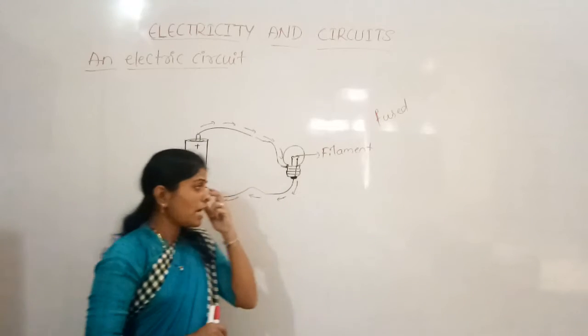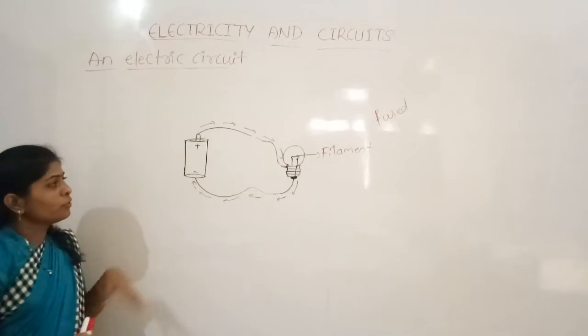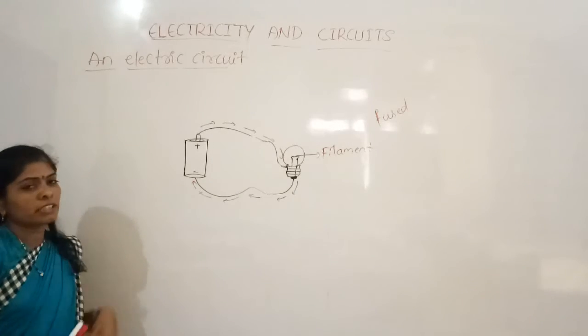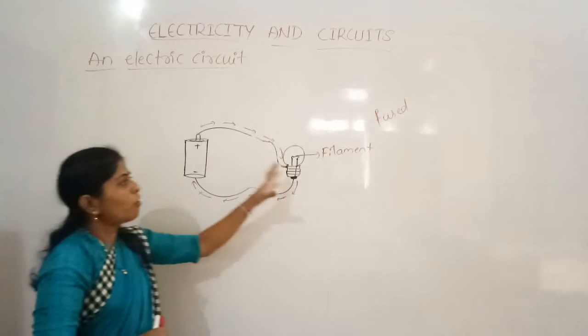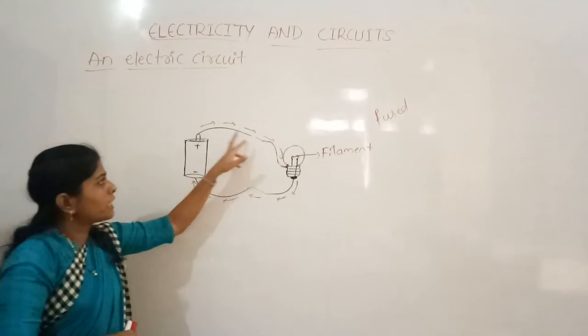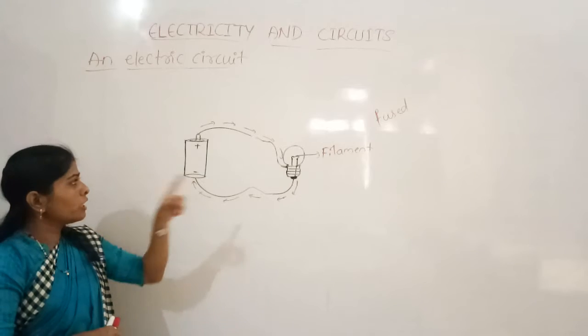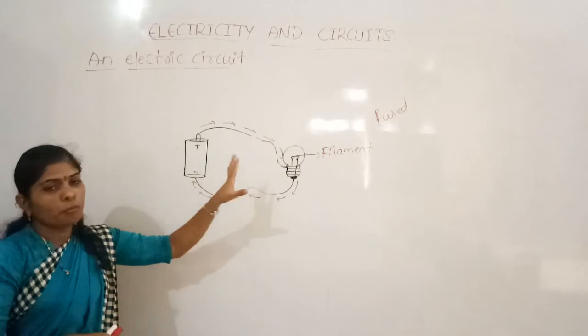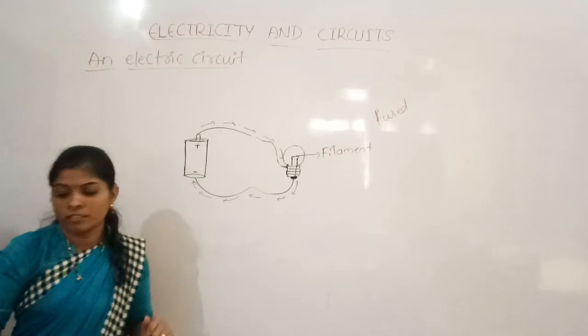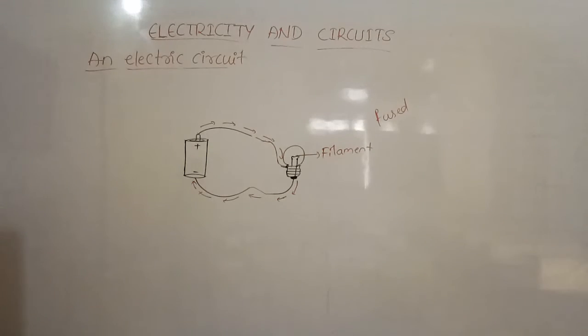Okay, and this is about the electric circuit. So then how can we define the electric circuit? Now we understood all this. We understood that we say the complete circuit only when all the connections are proper. So what is this electric circuit? How can we define the electric circuit?